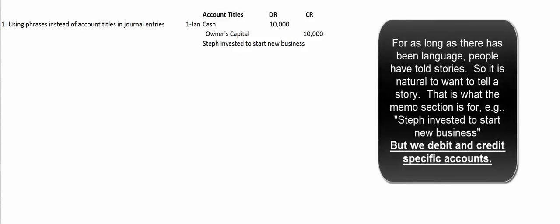One of the most common mistakes is to use phrases and sentences instead of account titles. So students might put in "invested cash" instead of "cash," or they might put in "Steph put in capital" instead of "owner's capital" here for the credit in this journal entry. So please be sure to use correct and specific account titles when creating our journal entries.